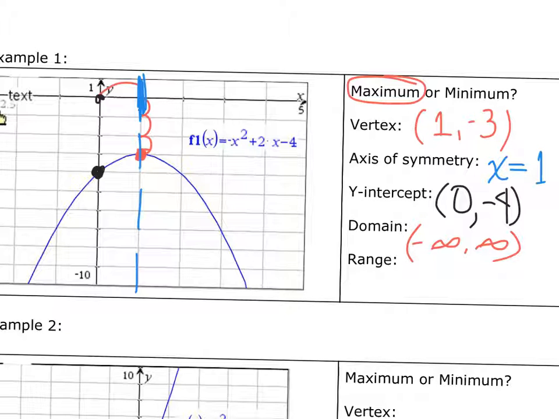All right, let's talk about that range. It's pointing down, so look at your y values. If I look down, am I going to have a smallest y value? No, because it's always going to go further down, right? So my y value is going to be -infinity to, and we go up, up, up. What's my biggest y value? -4.